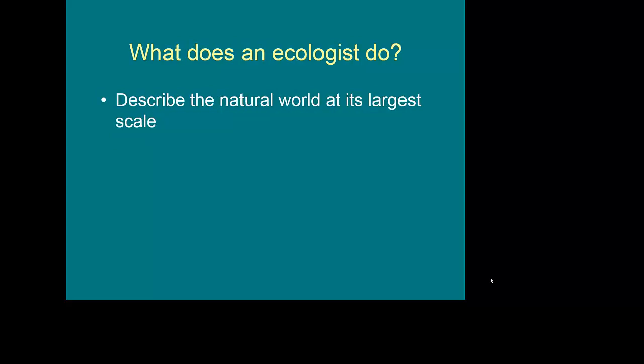So what we want to know is, how does the environment, how does nature change the way an animal behaves and why? So if an animal is searching for food, if an animal is searching for habitat, how does the environment play a role in that?